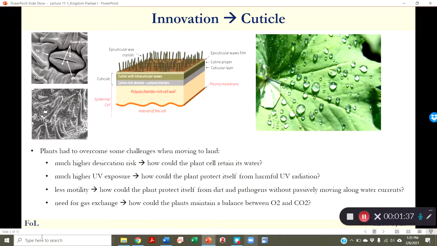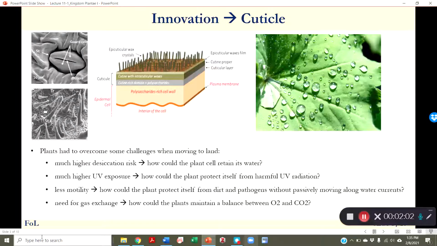So the first big innovation in the development and evolution of plant life is the cuticle. Remember, these green algae are living in the water. And so this transition to land is a major transition in the evolution of plants. But in order to live on land, there were a lot of challenges that these organisms had to overcome.